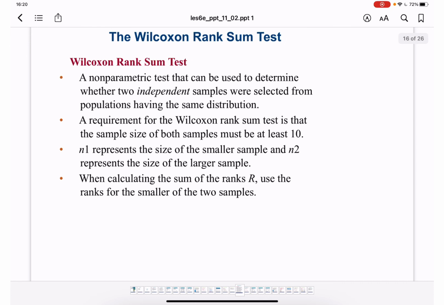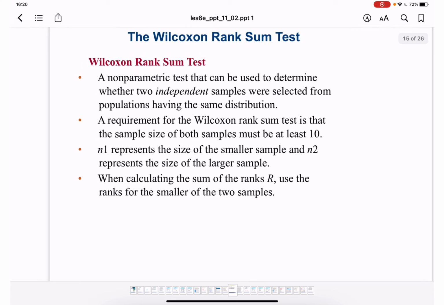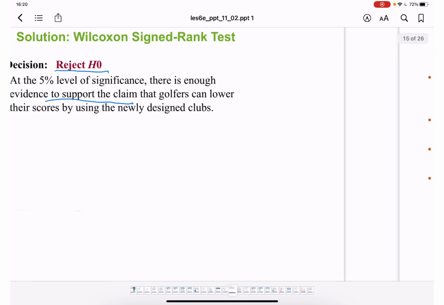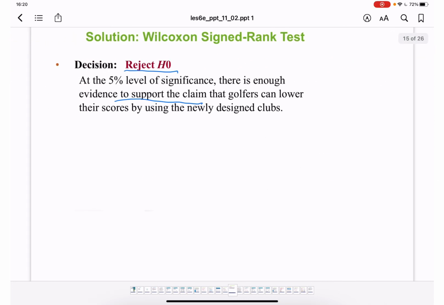Okay, rank sum. This one I will record in the next video. So now I'm going to turn to assignments, and record the assignments after this, okay?